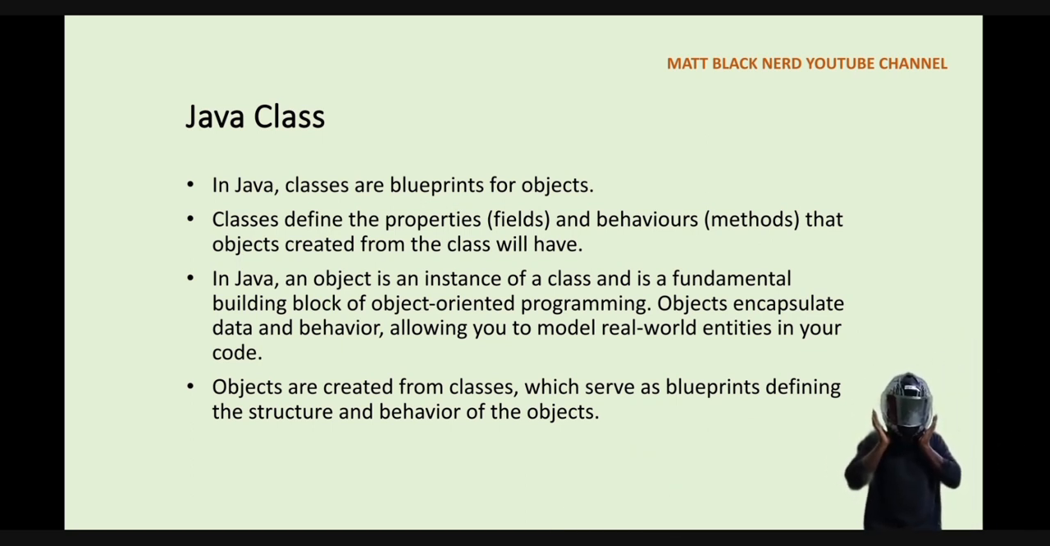In Java, an object is an instance of a class and is a fundamental building block of object-oriented programming. Objects encapsulate data and behavior, allowing you to model real-world entities in your code. Objects are created from classes, which serve as blueprints defining the structure and behavior of the objects.